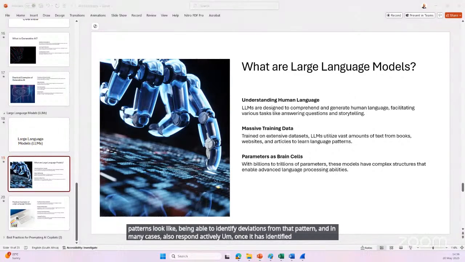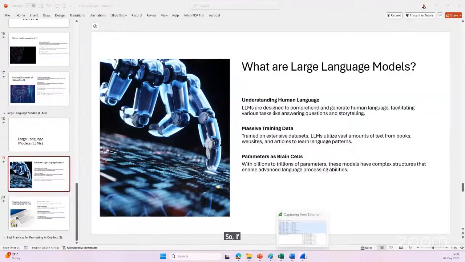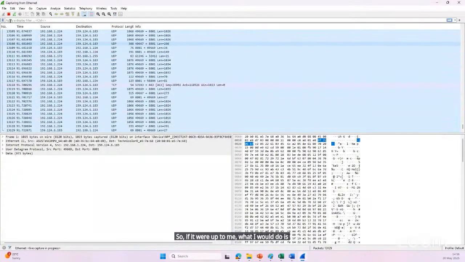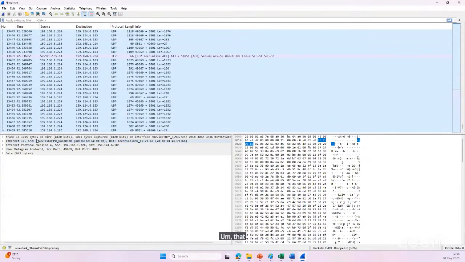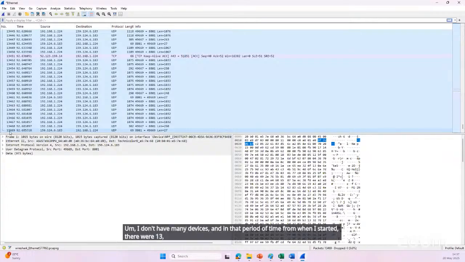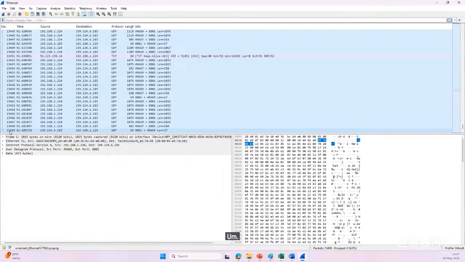So if it were up to me, what I would do is, if I just do that quickly and we stop that, that was one device on my network, my home network. I don't have many devices. And in that period of time from when I started, there were 13,469 frames that were sent across this network.